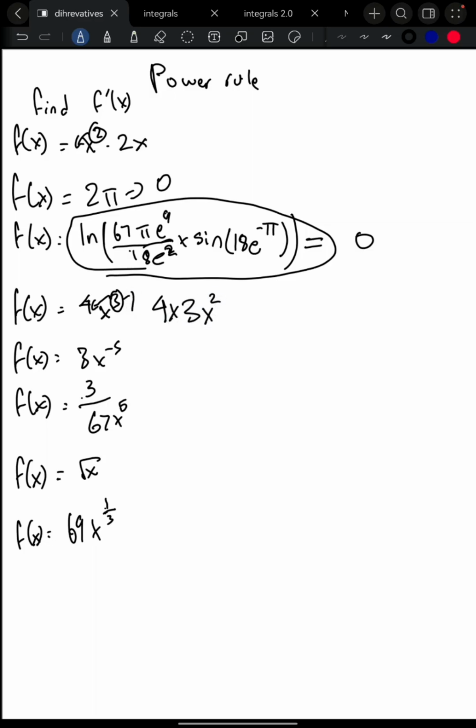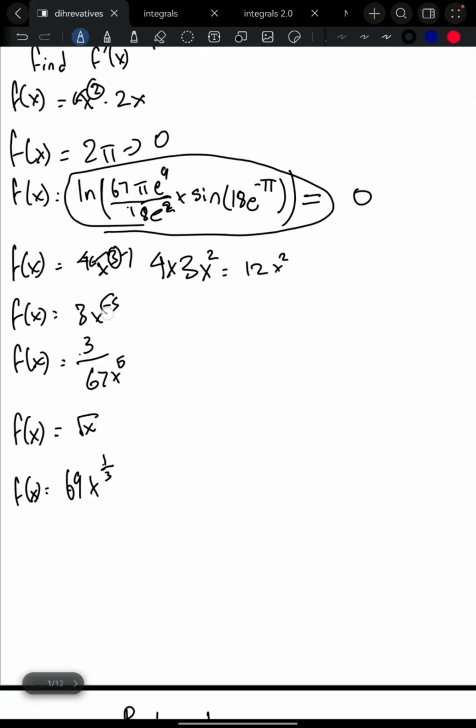This is just 12x squared, right? You just bring the power down, do the same thing, and just multiply in the end. Same thing here. Negative 5, bring it down. So negative 5 times 3, that's just negative 15. Subtract 1 from the power. So negative 5 minus 1 is not negative 4, it's negative 6. So be careful, I guess.